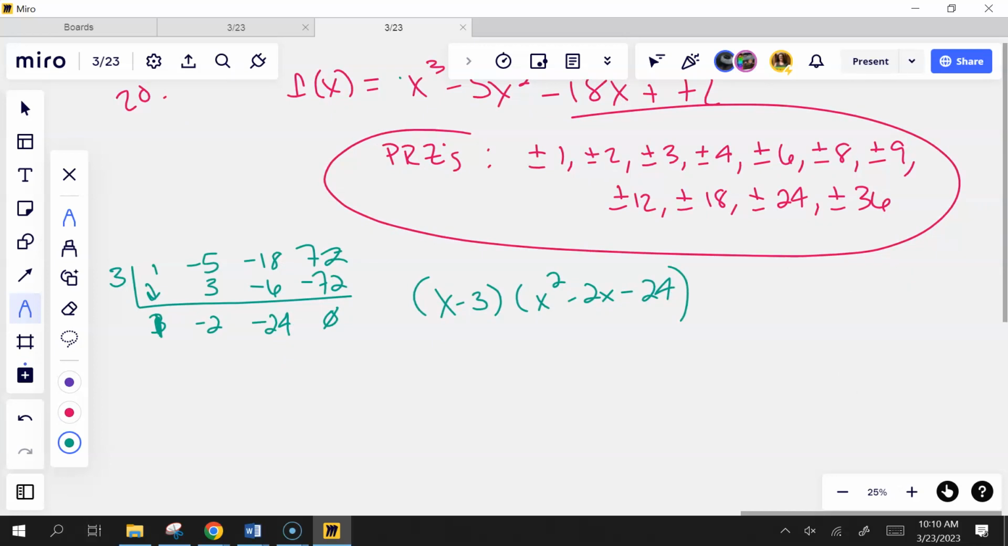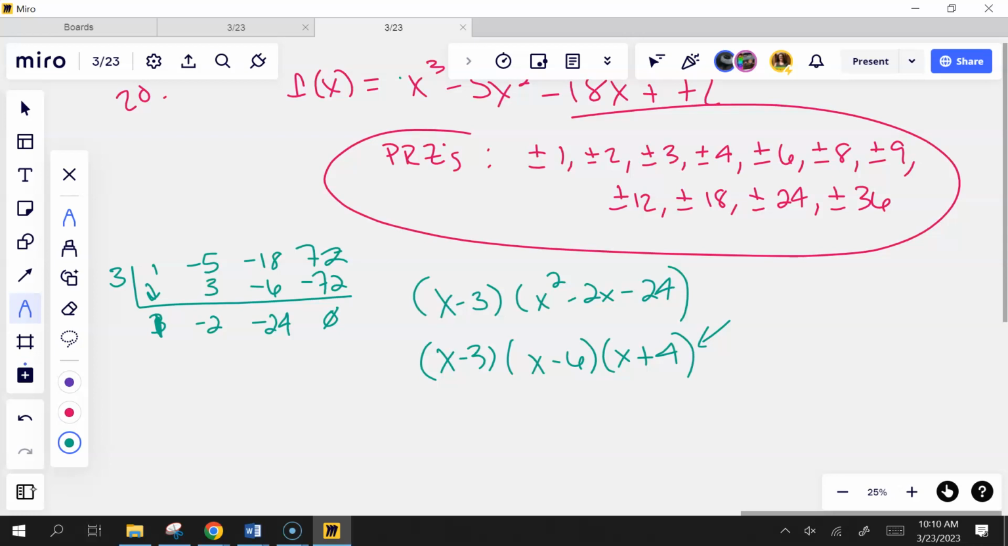Hey, did I do something wrong, or is there 2 ways to do this? It depends on what the question asks you. If the question says list the PRZs and find all the zeros, yes. But if it just says find all zeros, then no. No, that's fine. You just use a different starting zero. Your completely factored form should come back to look like ours.